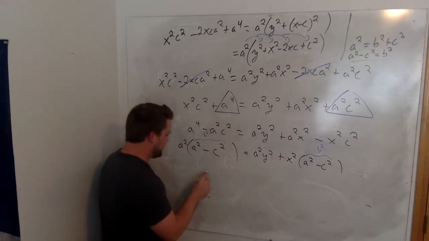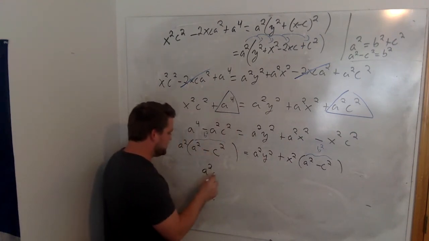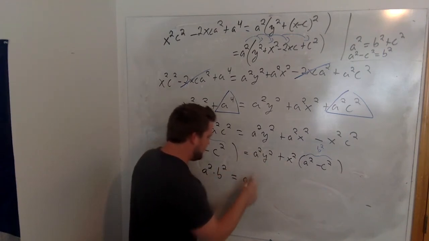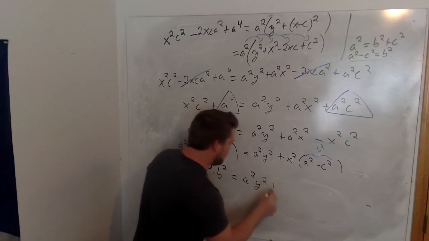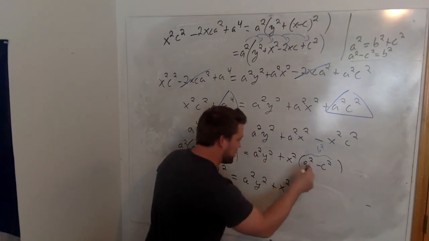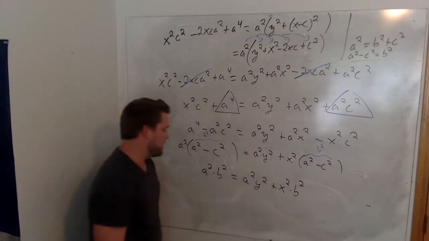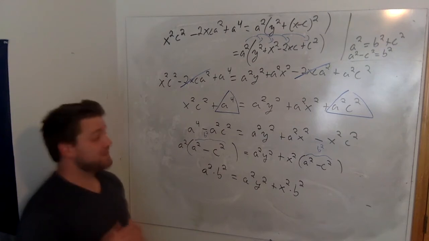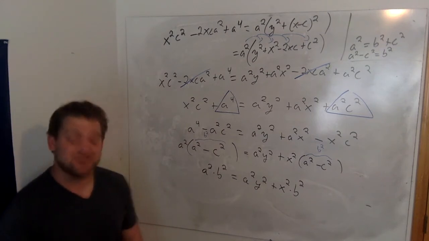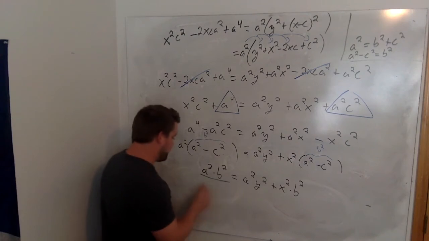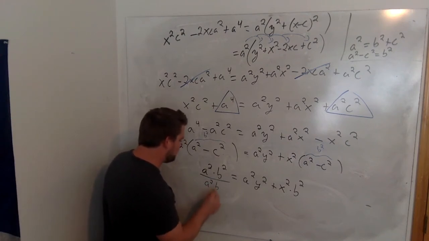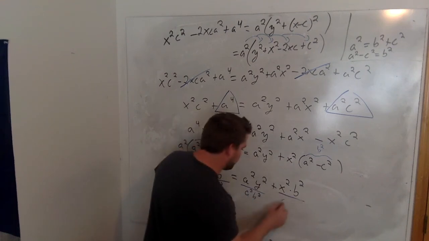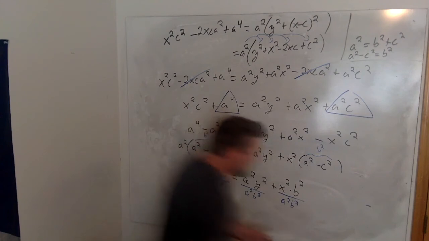So now we have a squared times b squared is going to be equal to a squared y squared plus, now it'll be x squared times b squared. Okay, last step that we're going to do, just to give you the form that you oftentimes see for an ellipse, is we're going to divide everything by a squared times b squared. So we're just dividing both sides by a squared times b squared. And where does this get us?